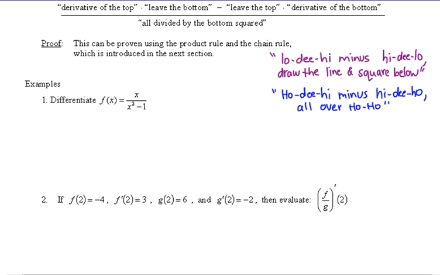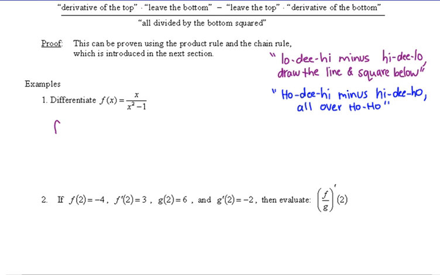Over x squared minus 1. So differentiate means find the derivative. If we're finding the derivative here, we're going to treat the numerator as our f(x) and our denominator as our g(x), or our high and our low.